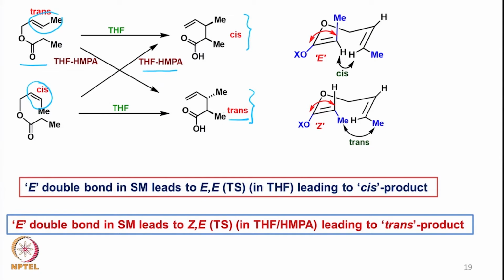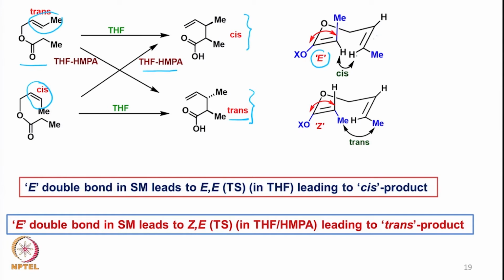And with this cis double bond here, if we carry out the reaction in THF, we get this product, and the opposite of that we get in THF/HMPA. So, there is an enormous difference in terms of the solvent effect. To summarize, the E double bond in the starting material leads to an EE transition state, and leads to cis products. So, this is E, and the E double bond in the starting material leads to an EE transition state.